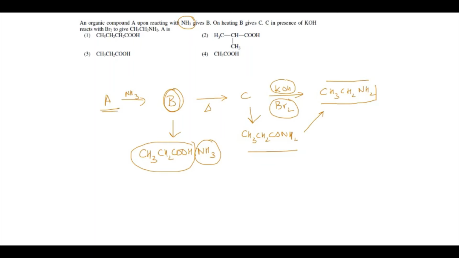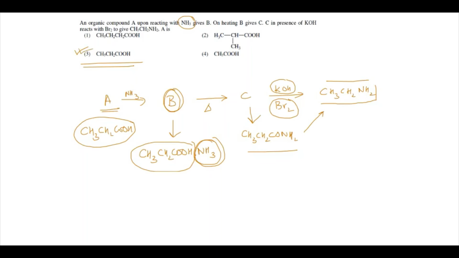That means A is basically the acid, because here we have seen that upon reacting ammonia with A, B is obtained. So ammonia is coming from outside. We are actually adding ammonia to A. So A is basically the acid CH3CH2COOH. So if we check our options, we will find that option 3 is the correct option.